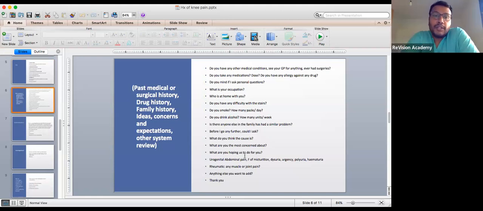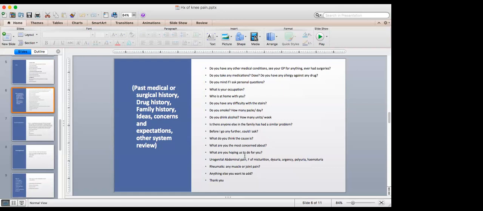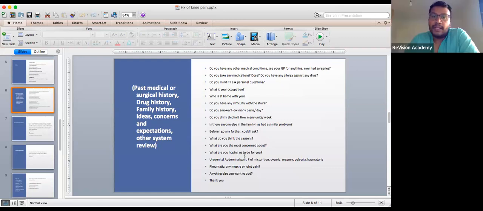Quick thing again: when I told you in the history of presenting complaint that this pain's been gradual over the past 4 months, and I had surgery a few years ago, you can quickly catch on that to ask me, okay, what happened? Why did you have surgery? What surgery was it? And how has it been since the surgery? You can get that out of the way rather than waiting till the PMH or surgical history to ask me that question.